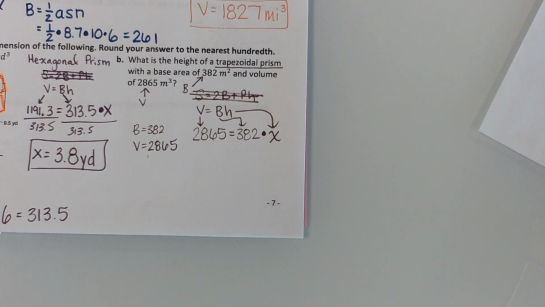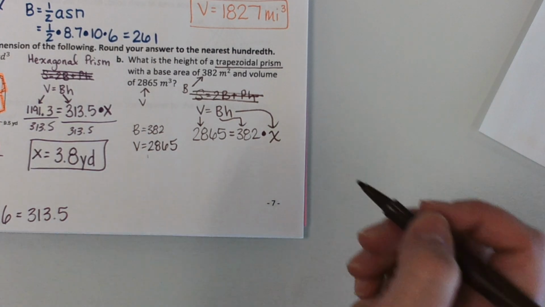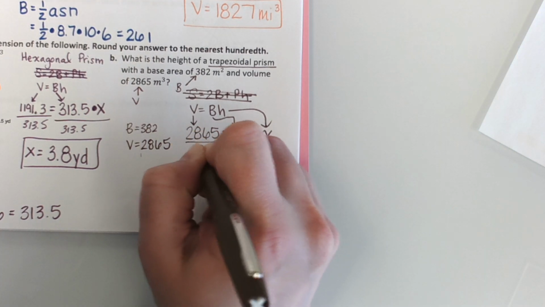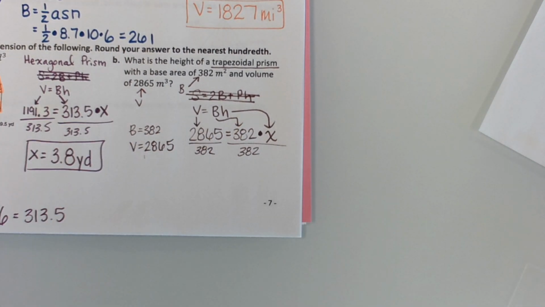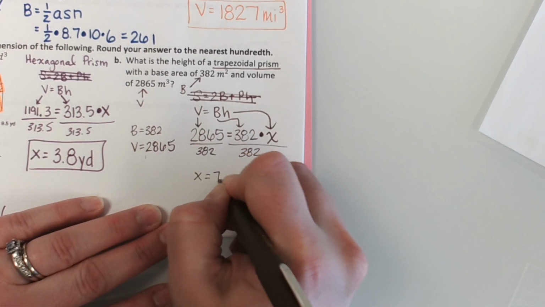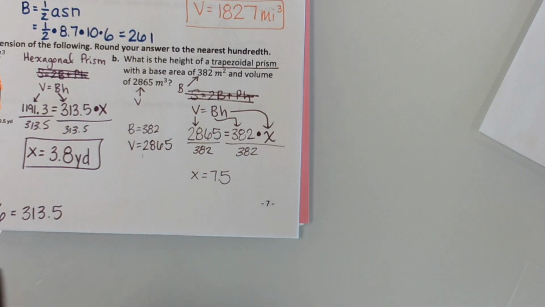How do I get X alone? Divide by 382. X is 7.5. Meters.